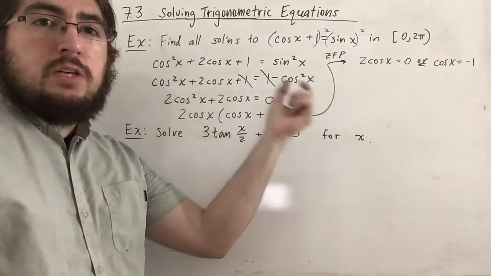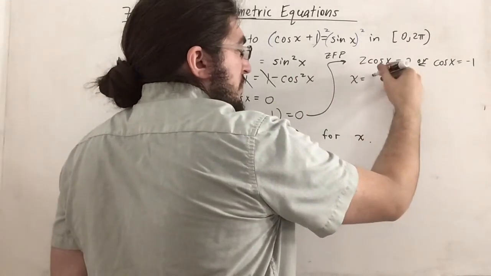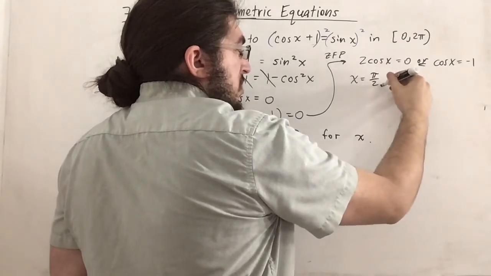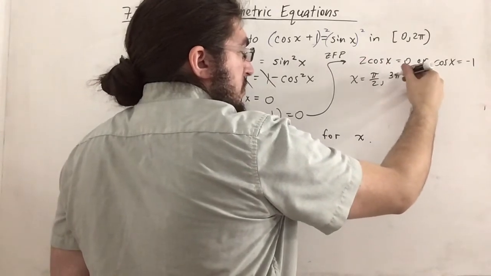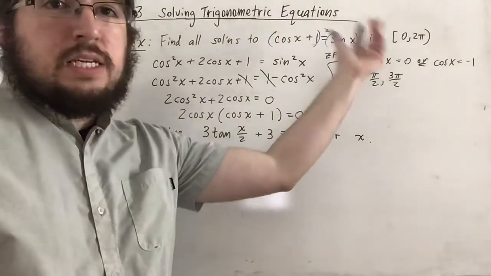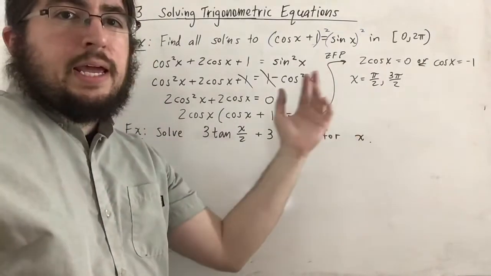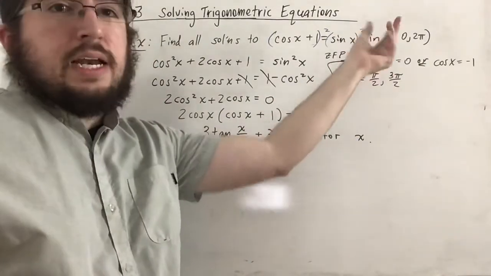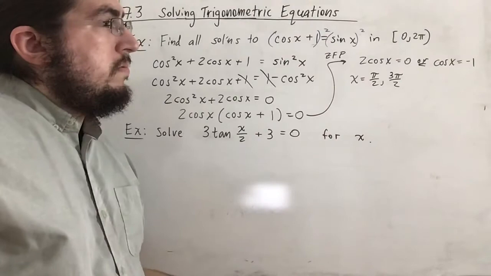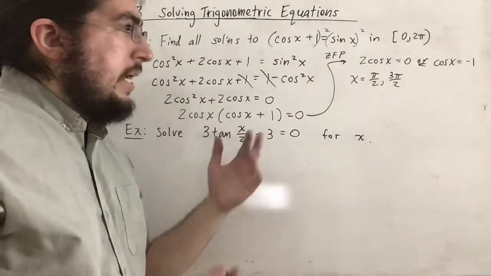Now, cosine is 0 when x is equal to pi over 2 or 3 pi over 2. And again, I don't need to write plus 2 pi k here, because these are both within one rotation of the unit circle. If I wrote plus 2 pi k, then that would represent values that are not in this interval. Well, the other ones would not be in this interval. So aside from just these two, really, when k is equal to 0.